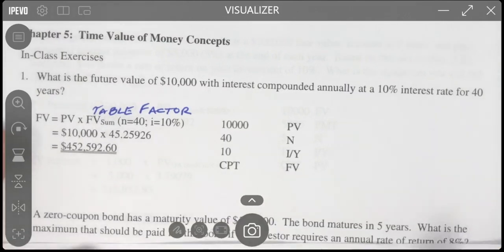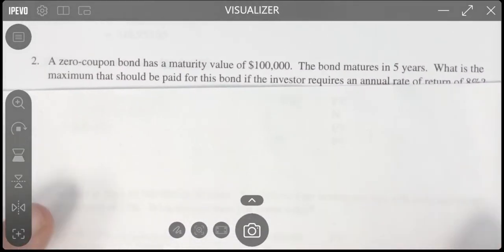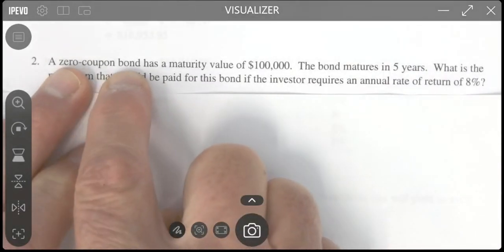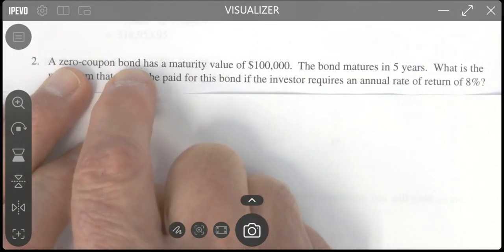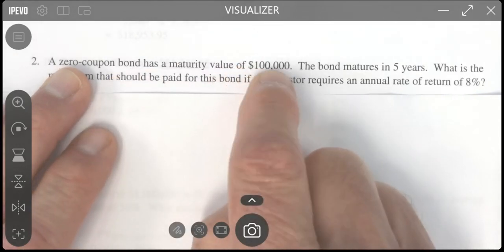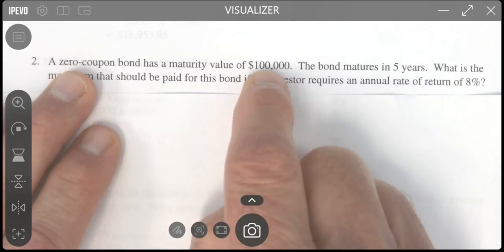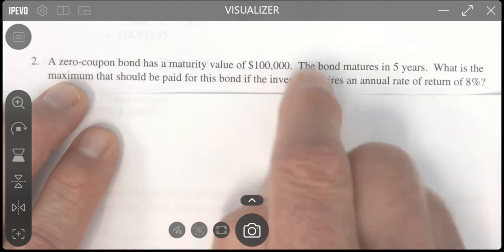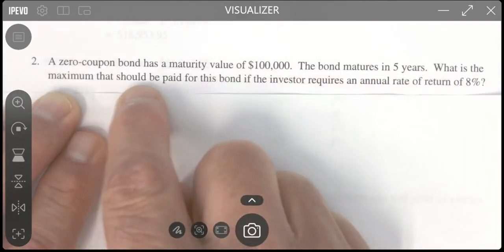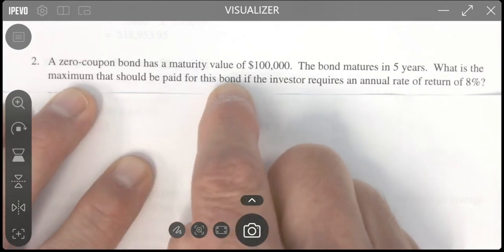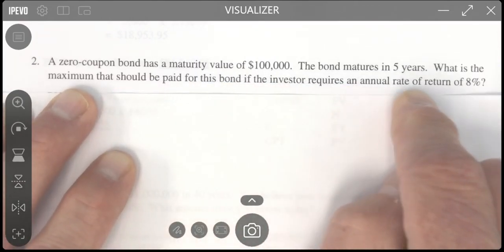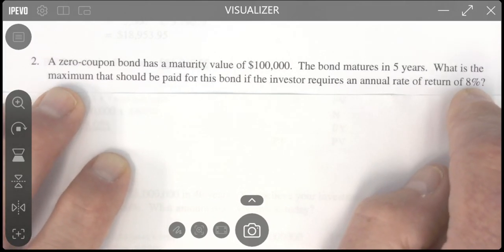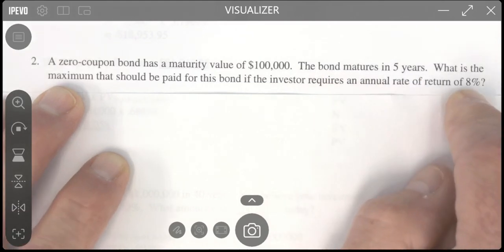Number 2 was a zero coupon bond that has a maturity value of $100,000. Zero coupon bond means that it bears $0 interest payments. So you get compensated for your interest by not having to give them the 100,000 today. This bond matures in 5 years. What is the maximum that should be paid for this bond if you, the investor, require an annual rate of return of 8%? In other words, what would you buy this bond for that would allow you to yield 8%?